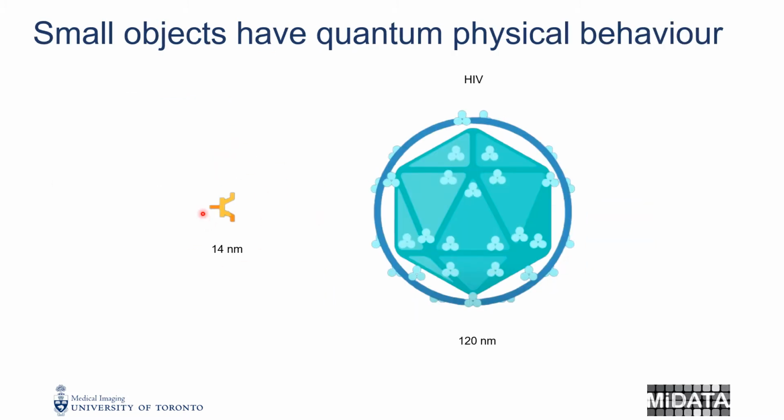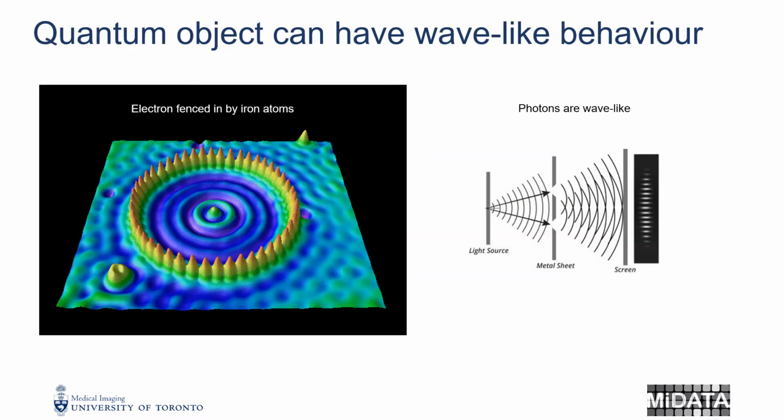As we try to fit more and more transistors into smaller and smaller chips, our transistors are around 14 nanometers large, and to put that in comparison with an HIV molecule, it's a tenth of its size. Small objects will begin to have quantum physical behavior, and that's when things get weird.